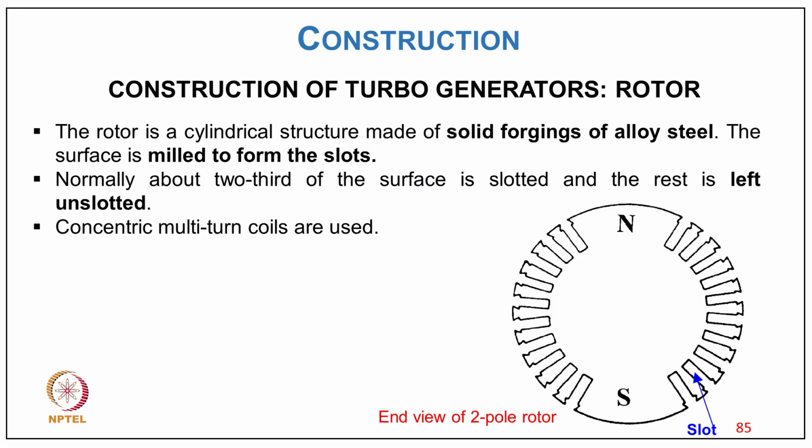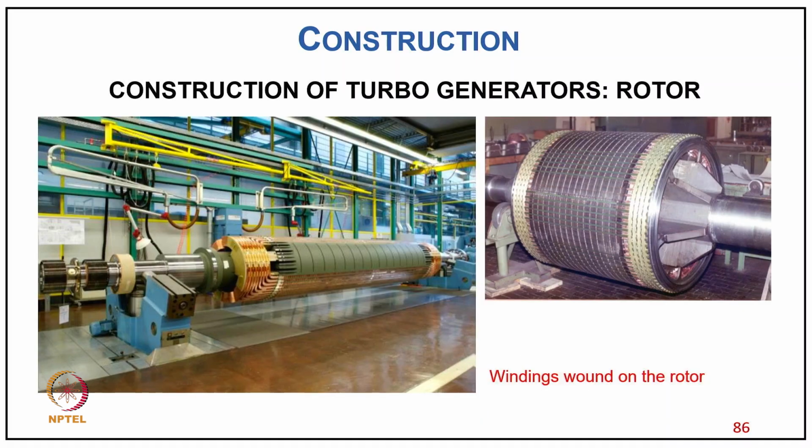Now coming to the rotor, the rotor is a cylindrical structure made of solid forgings of alloy steel, and the surface is milled to form the slots. Normally about 2/3 of the surface is slotted and the rest is unslotted, and concentric multi-turn coils are used. You can see how it is a partly slotted structure with the winding, which gives a trapezoidal MMF and eliminates the harmonics in the flux in the air gap, because the air gap is uniform here.